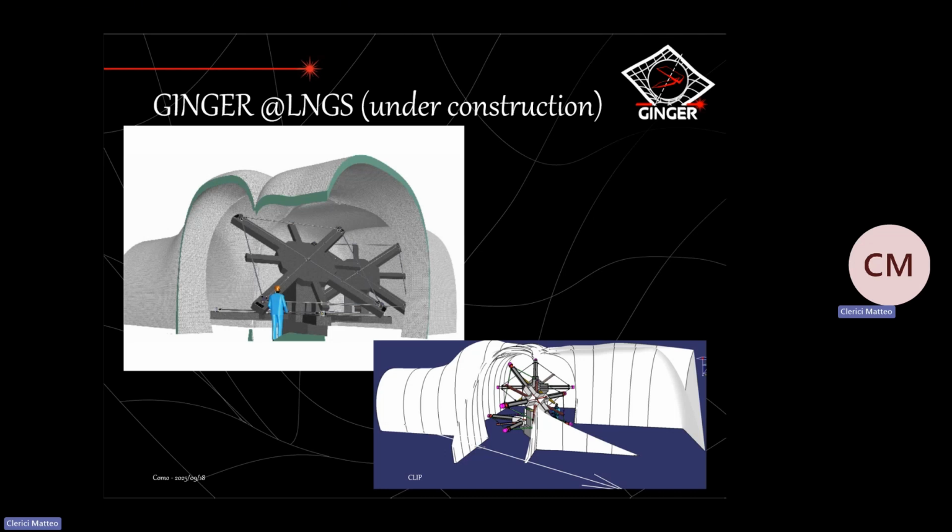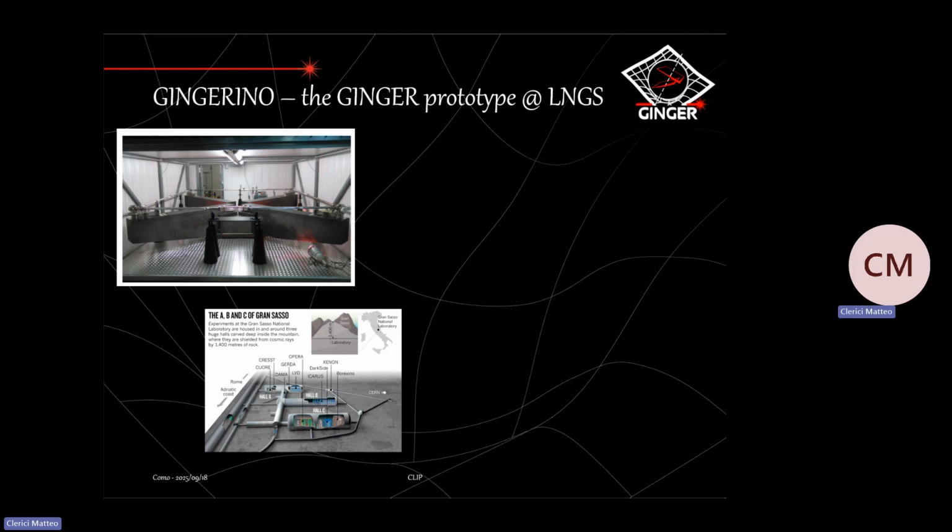Closer inside the ring cavity, and this is more from far away. This is a place where we aim to place our device that should go into construction next year, depending on some structural work that they're doing inside the lab. So if they finish in time, we are ready to mount next. So, and here is Gingerino.